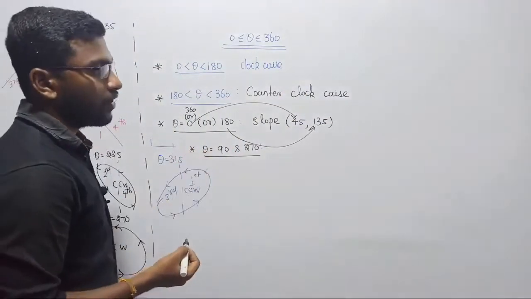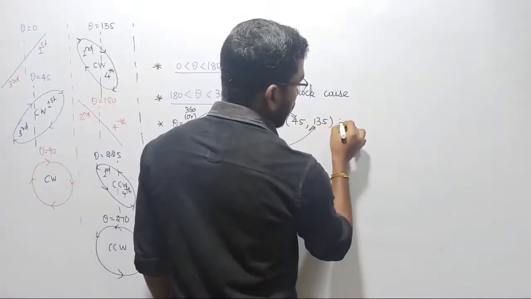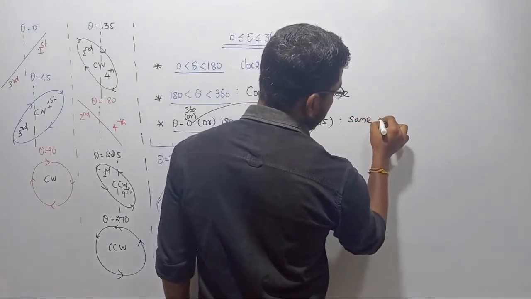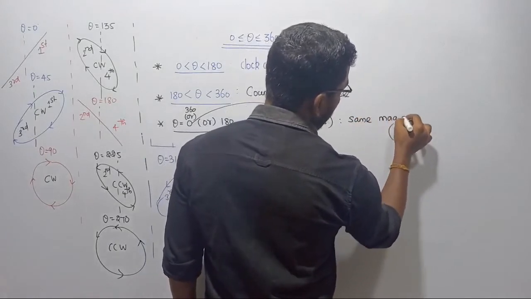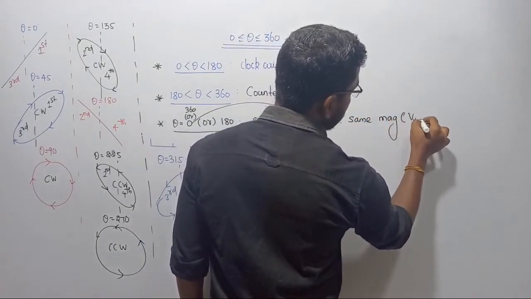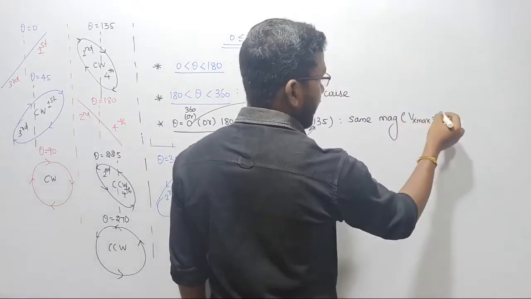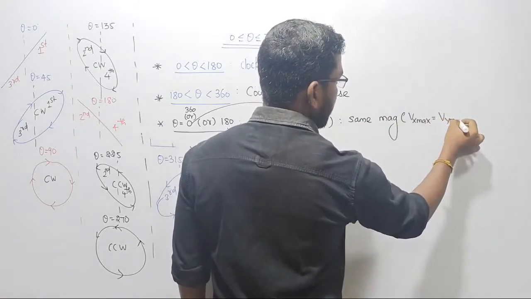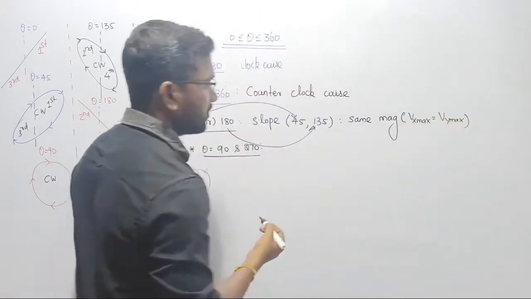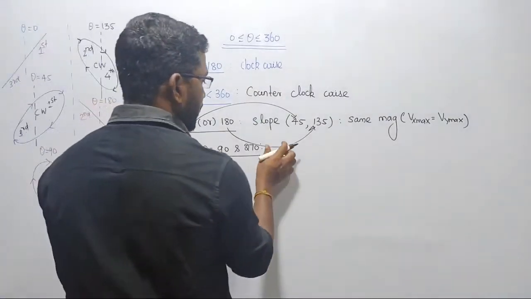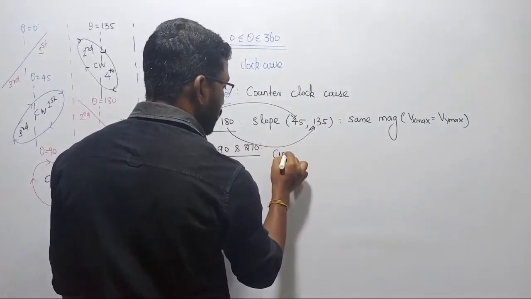That observation we have already done. But in order to get this, your waveform has to keep the same magnitudes. It means Vx max, the maximum value of the x-axis voltage, and the maximum value of the y-axis voltage are going to be equal. Then this case is possible. At theta equal to 90 and theta equal to 270, you are going to get a circle.